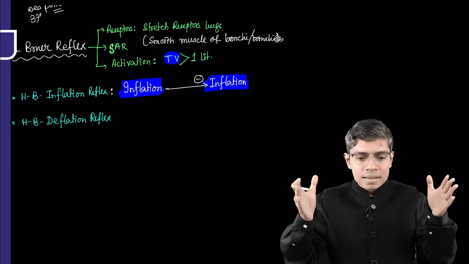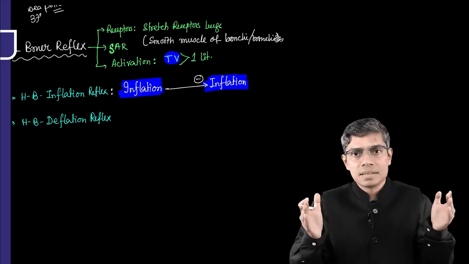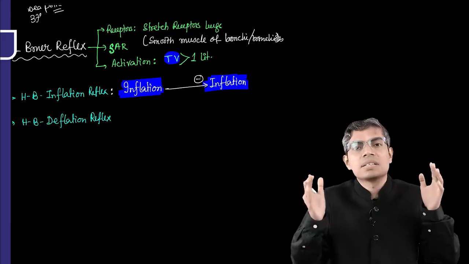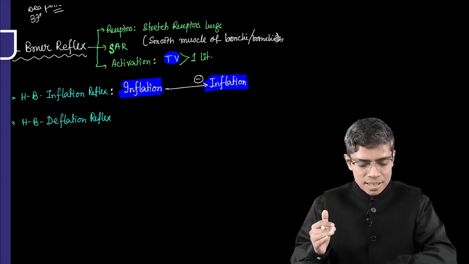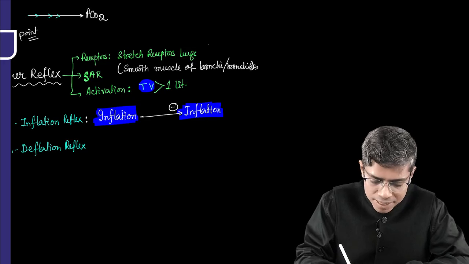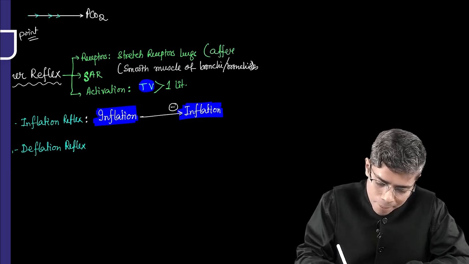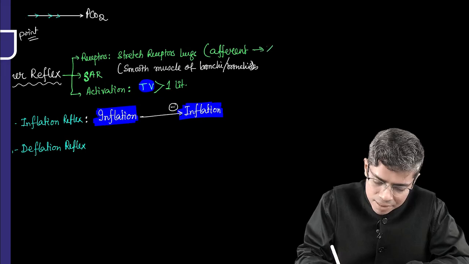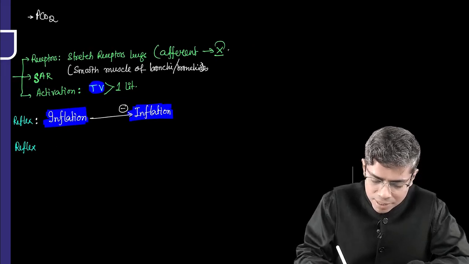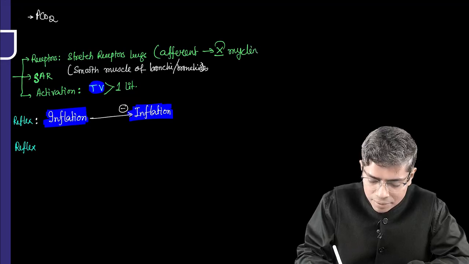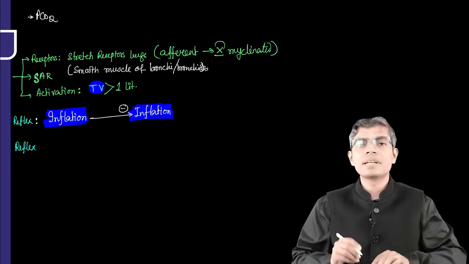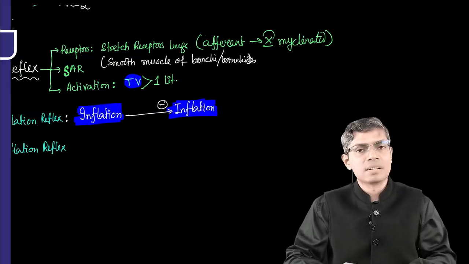Expansion of the lung is preventing further expansion. Inflation of the lung is preventing further inflation. Negative feedback reflex. So what I told, what is the afferent? The afferent is nothing but the vagus neuron. But what fiber of vagus? Myelinated fiber of the vagus neuron, right? So this is the information that you have to remember.